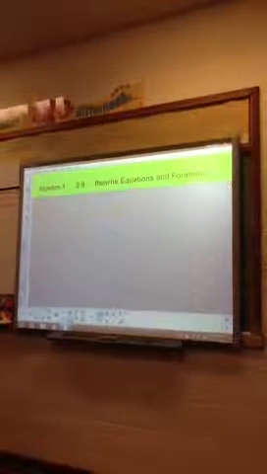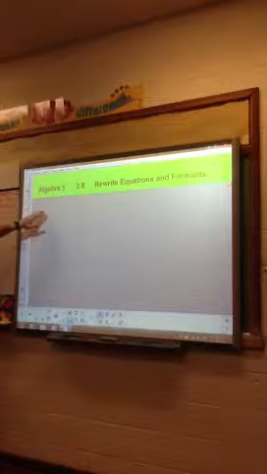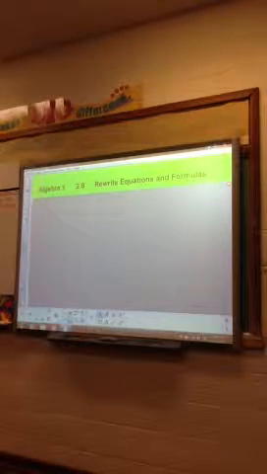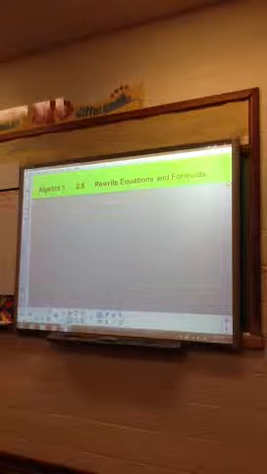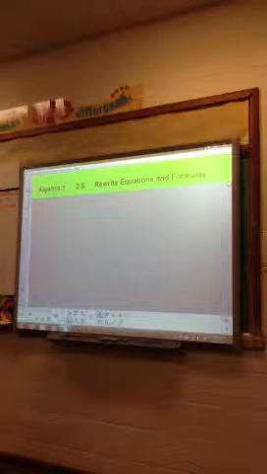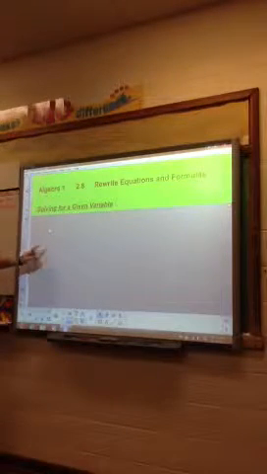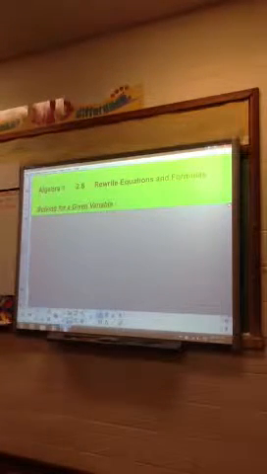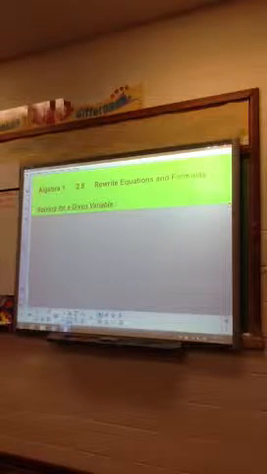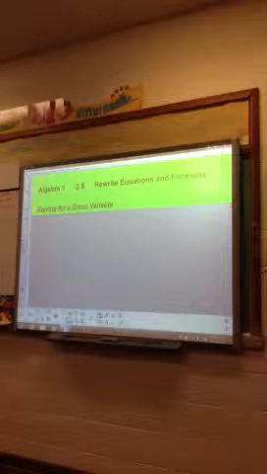Alright, so here we go, 2.8. We want to rewrite equations and formulas. And with equations, what we have to remember is that we always have what in it? An equal sign. Awesome. Always going to have an equal sign. So if we solve for a given variable, we're going through it, hopefully remembering our steps to solving.